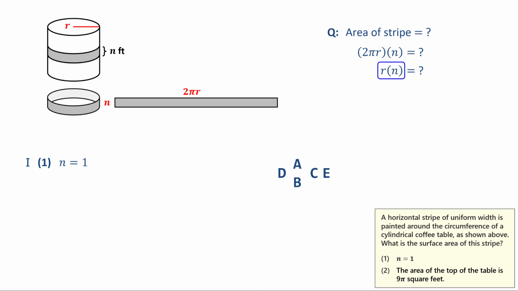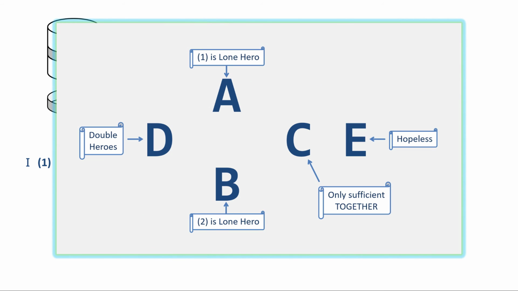Before we move on to statement 2, let's enlarge our Dabsey grid and eliminate some wrong answer choices. In our previous problem, we crossed out B, C, and E because statement 1 was sufficient. This time, however, statement 1 is not sufficient. So instead of eliminating B, C, and E, we'll do the opposite, strike D and A.